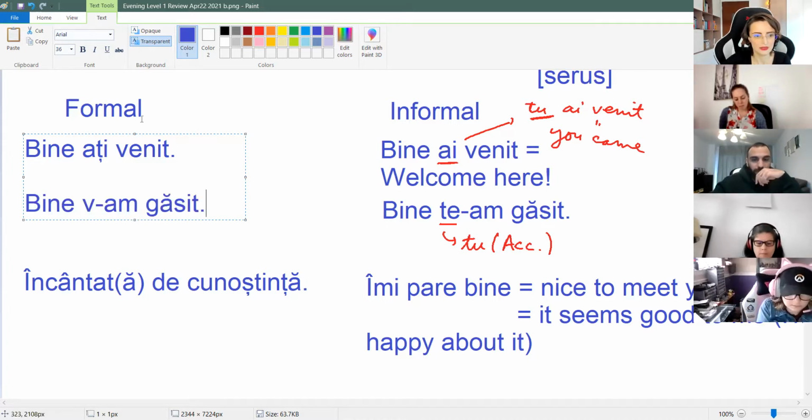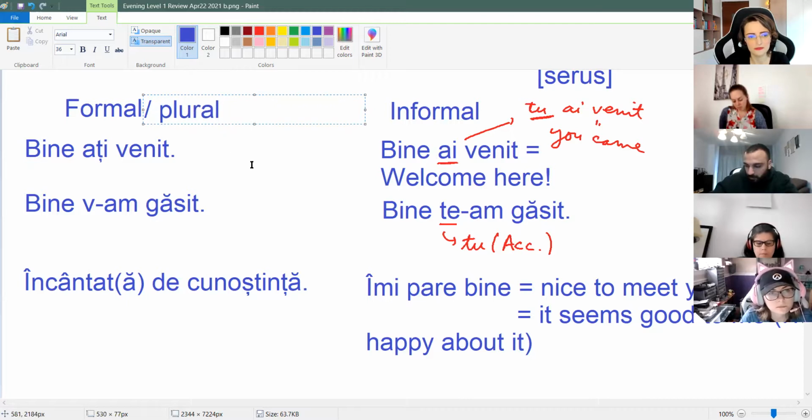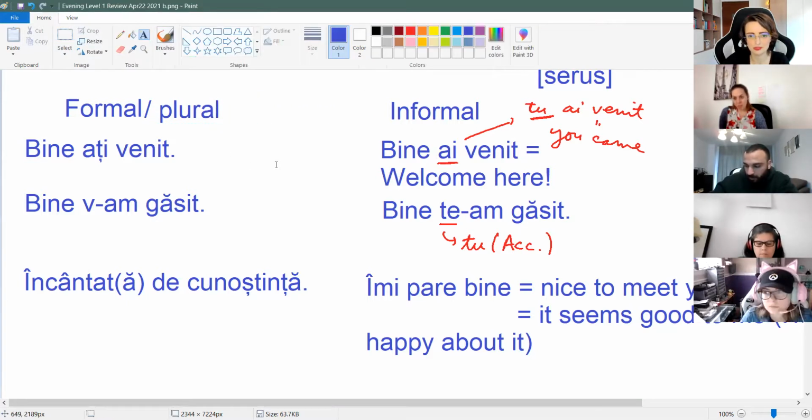So this can be formal or plural, or both formal and plural. The way that we use formal verb forms in Romanian is the same way that we use plurals for the second person. So let's explain a little bit.